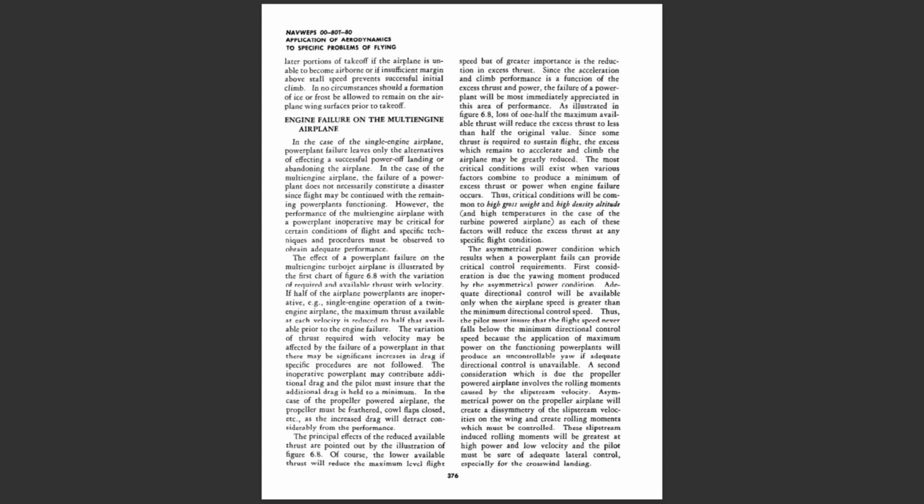The inoperative power plant may contribute additional drag, and the pilot must ensure that the additional drag is held to a minimum. In the case of the propeller-powered airplane, the propeller must be feathered, cowl flaps closed, etc., as the increased drag will detract considerably from the performance. The principal effects of the reduced available thrust are pointed out by the illustration of figure 6.6. Of course, the lower available thrust will reduce the maximum level flight speed, but of greater importance is the reduction in excess thrust. Since the acceleration and climb performance is a function of the excess thrust and power, the failure of a power plant will be most immediately appreciated in this area of performance.